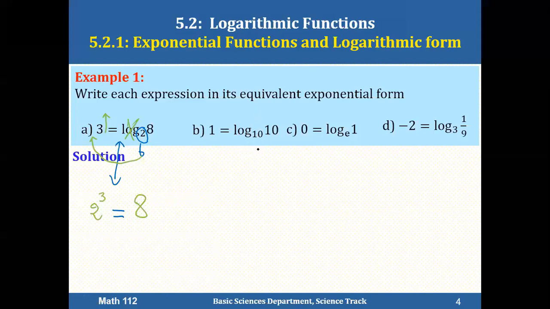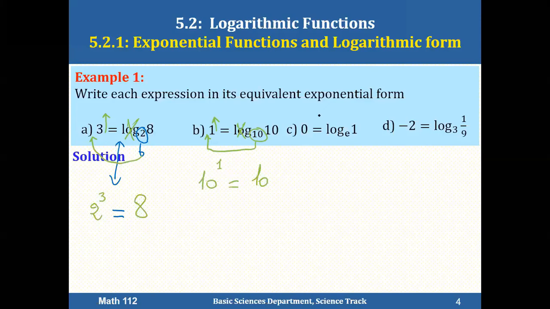What is the base? In example B, 10. This is the base. Then to transform it into an exponential form, the base comes here and the 1 goes up and the log goes away. It becomes 10 exponent 1 equal 10.